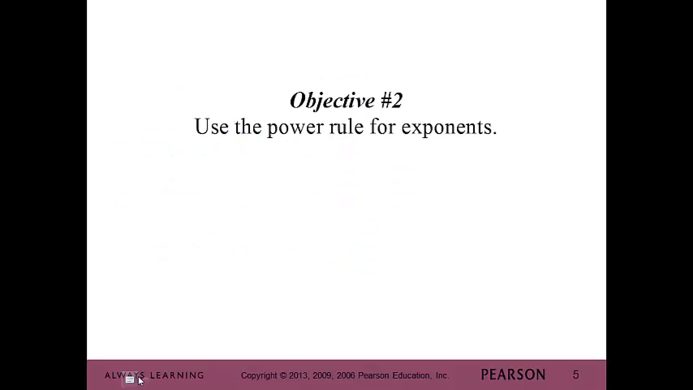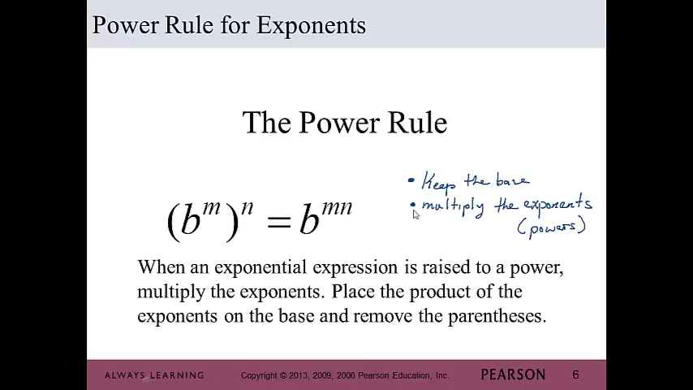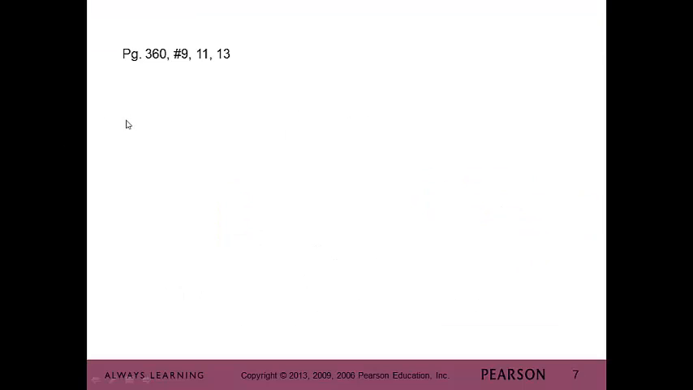Now objective 2 is to use the power rule for exponents. The power rule states the following. When you have a base raised to a power, raised to another power, these are my exponents, the m and the n. The rule is to keep the base, so keep the b, and then multiply the exponents together, so you'll have m times n. Again, in our books on page 360, let's start with number 9.